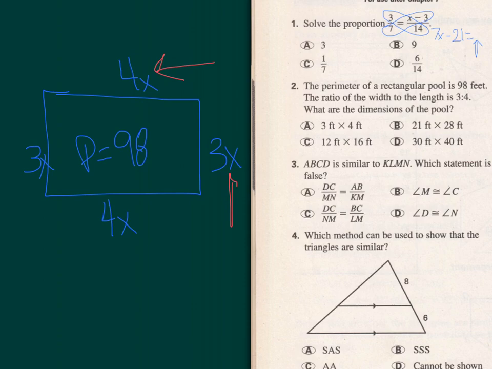Think about it. Is the pool really going to be, in letter A, 3 feet by 4 feet? Come on, use your head. All right, but that's how we do number 2.